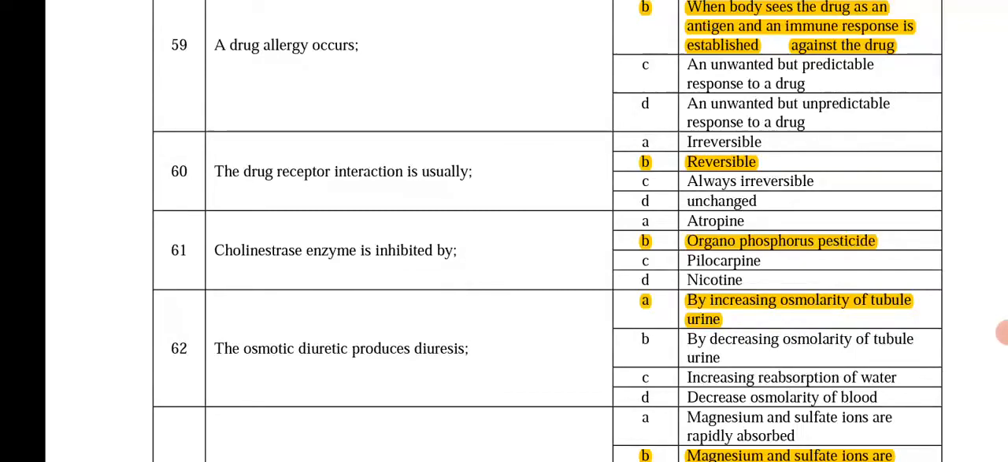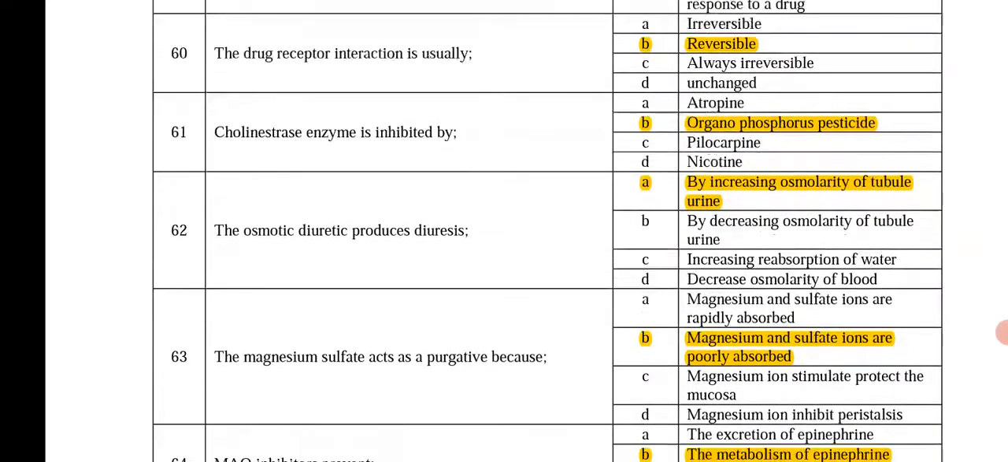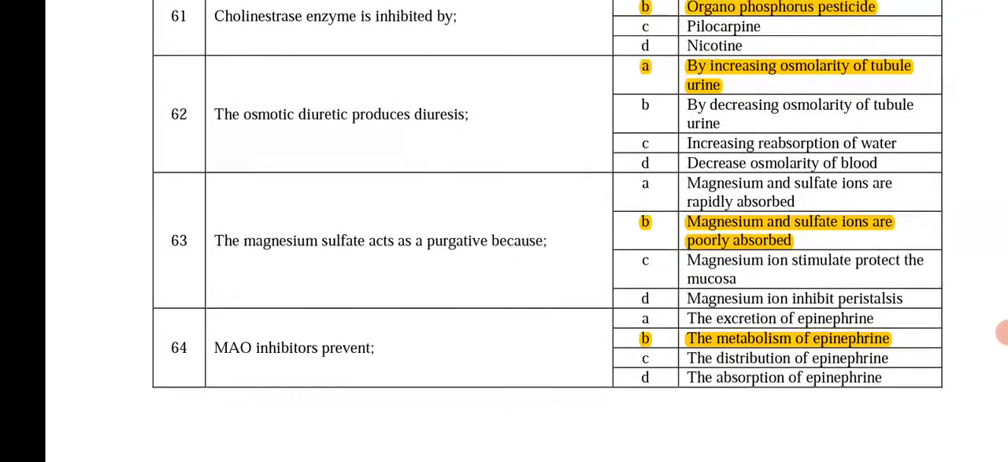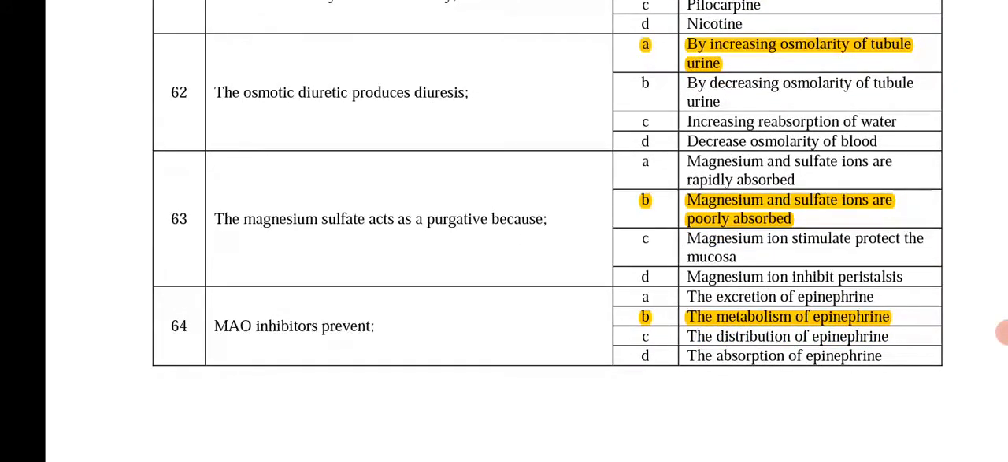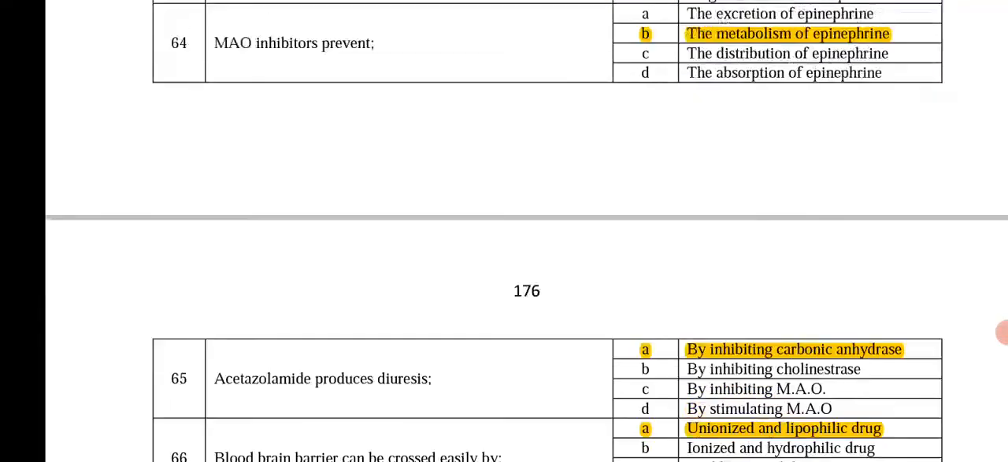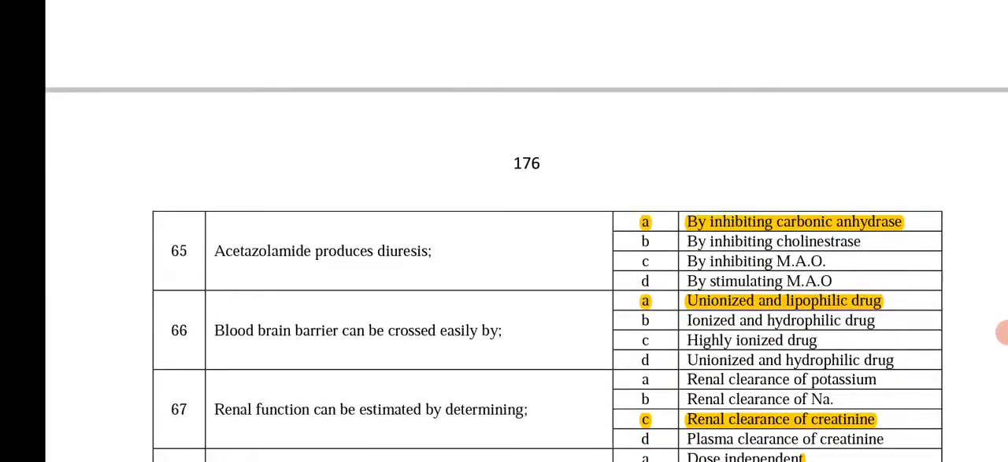Cholinesterase enzyme is inhibited by organophosphorus pesticides. The osmotic diuretic produces diuresis by increasing osmolarity of tubular urine. Magnesium sulfate acts as a purgative because magnesium and sulfate ions are poorly absorbed. MAO inhibitors prevent the metabolism of epinephrine. Acetazolamide produces diuresis by inhibiting carbonic anhydrase.